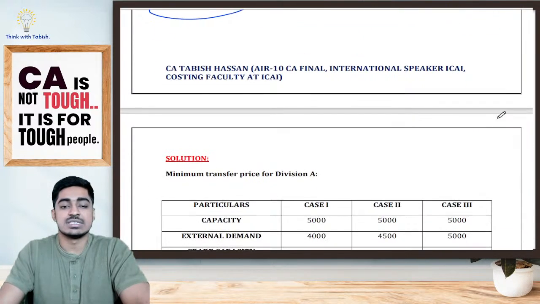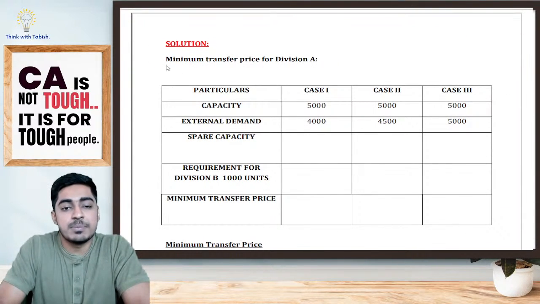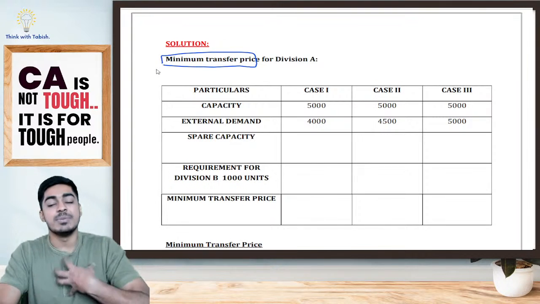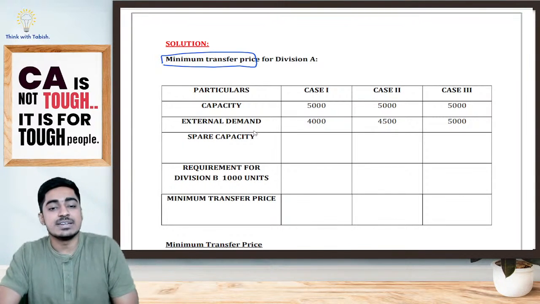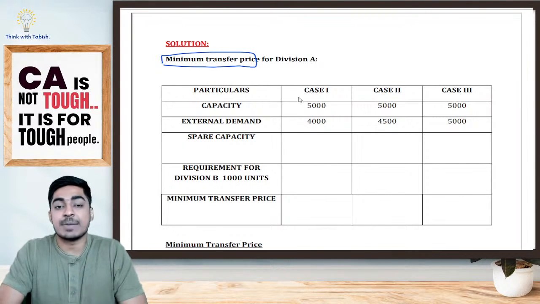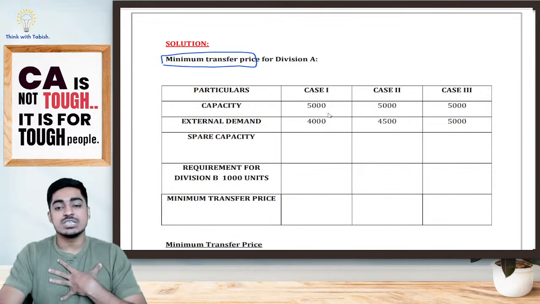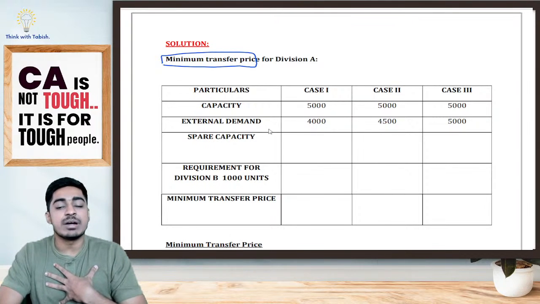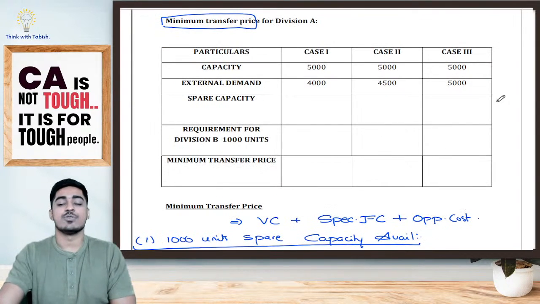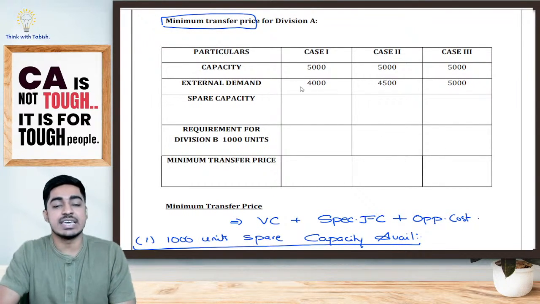So let us look at this. First, let us calculate the minimum transfer price. How much minimum does division A want? Three different scenarios are there. Our capacity, the maximum we can produce, is 5,000. External demand, how much are we having? First case 4,000, then 4,500 and 5,000. Now spare capacity.